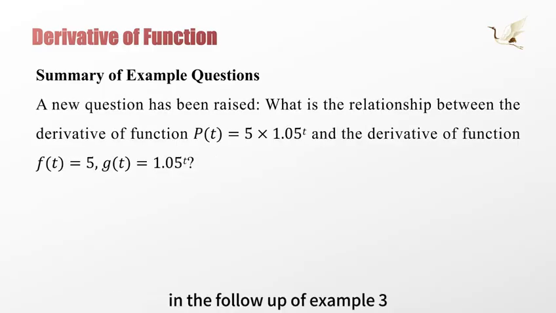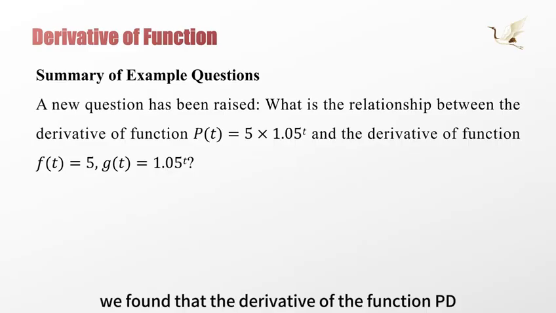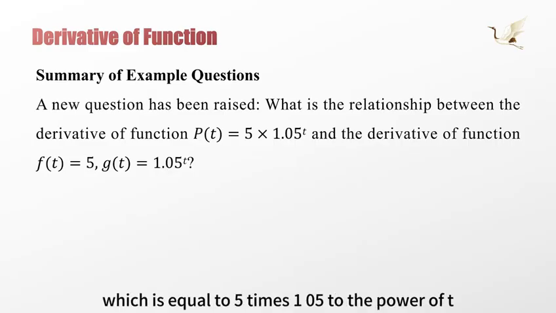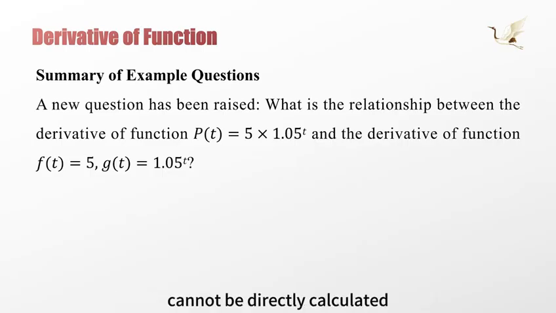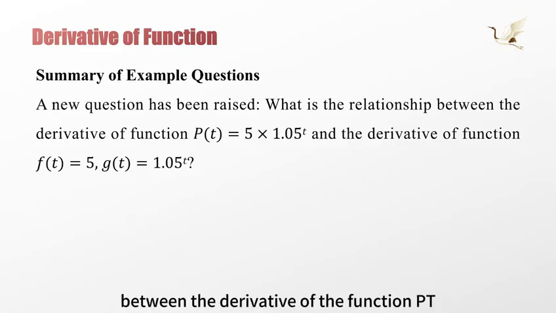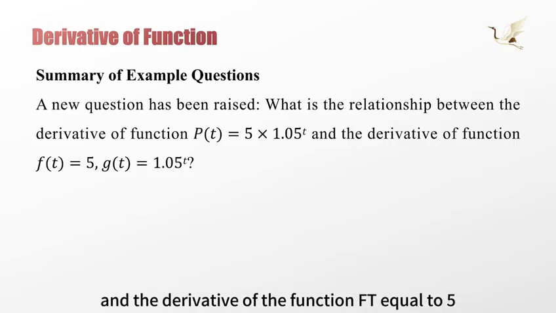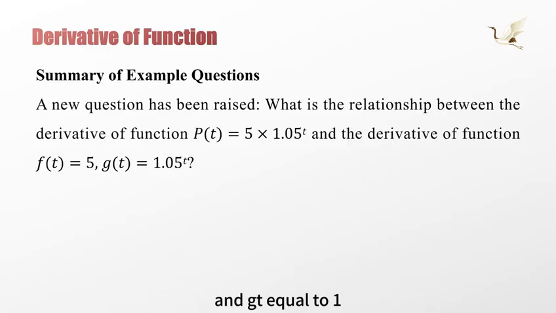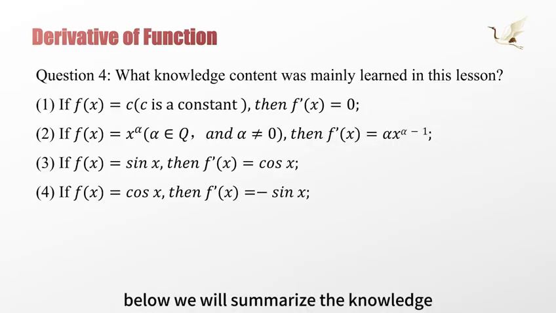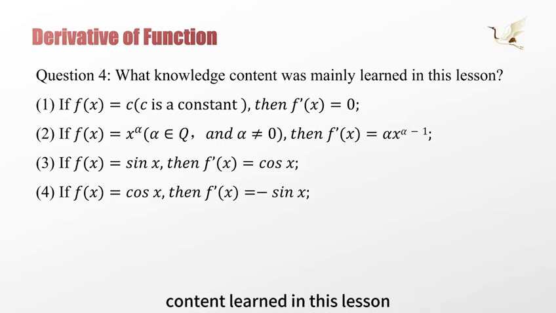In the follow-up of example 3, we found that the derivative of the function Pt, which is equal to 5 times 1.05 to the power of t, cannot be directly calculated based on the derivative formula of basic elementary functions. Therefore, we propose a new question, which is what is the relationship between the derivative of the function Pt and the derivatives of the functions f(t) equal to 5 and g(t) equal to 1.05 to the power of t. Below, we will summarize the knowledge content learned in this lesson.